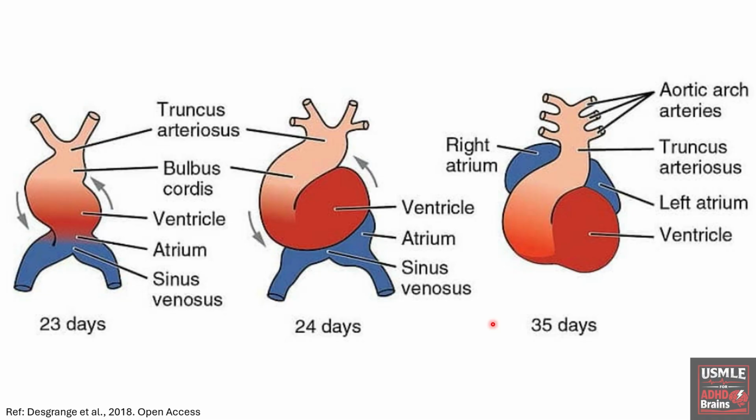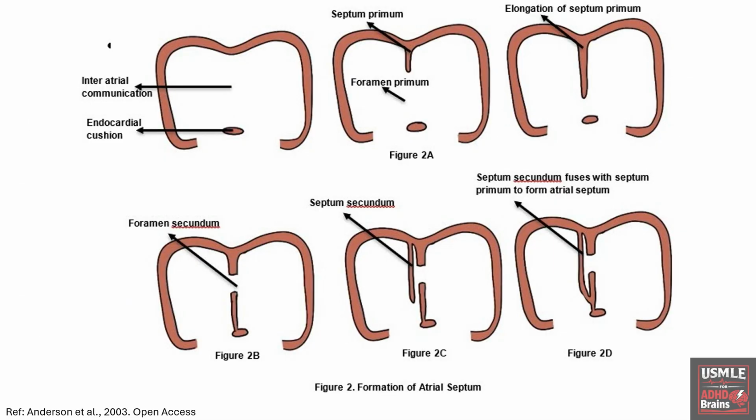The key point is that looping is not just a shape change, it is the foundation for normal cardiac anatomy. If this step is abnormal, the heart may be positioned incorrectly or associated with broader left-right patterning defects. Because this process depends on normal embryonic asymmetry, abnormalities in ciliary function can disrupt it and lead to conditions such as dextrocardia.